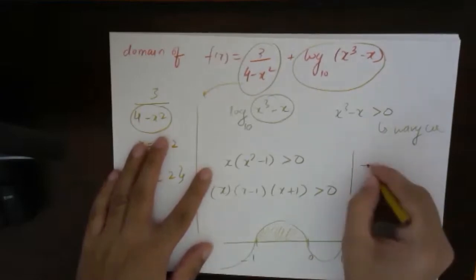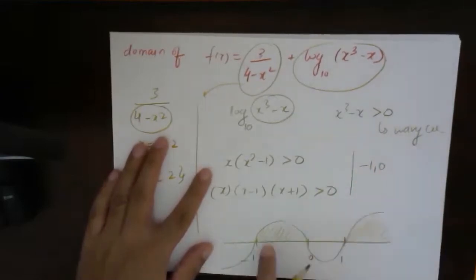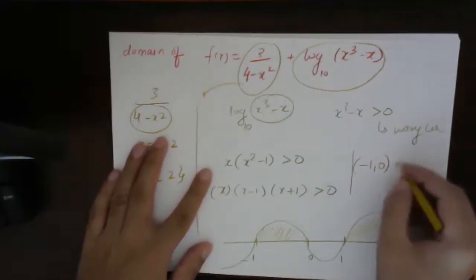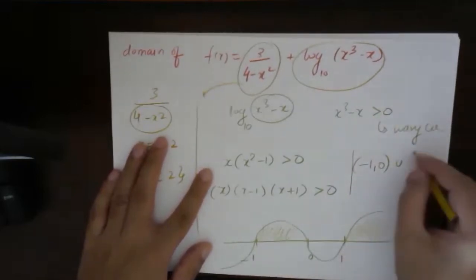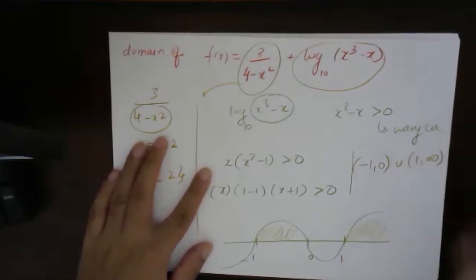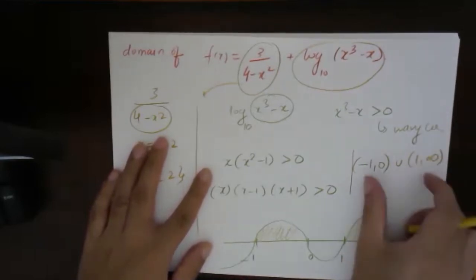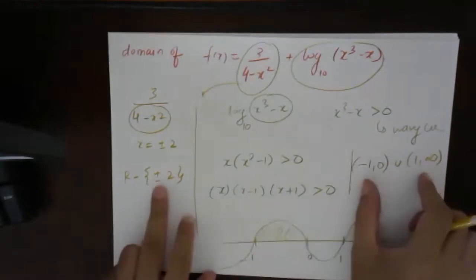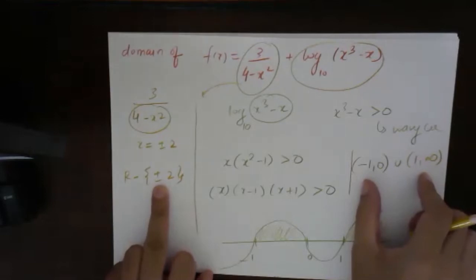From here, we will get minus 1 to 0, both excluded because it is greater than 0, right? Minus 1 to 0 union, from here we will get 1 to infinity. Again, 1 is excluded. Now what we have to subtract? We have to subtract plus minus 2 from this.